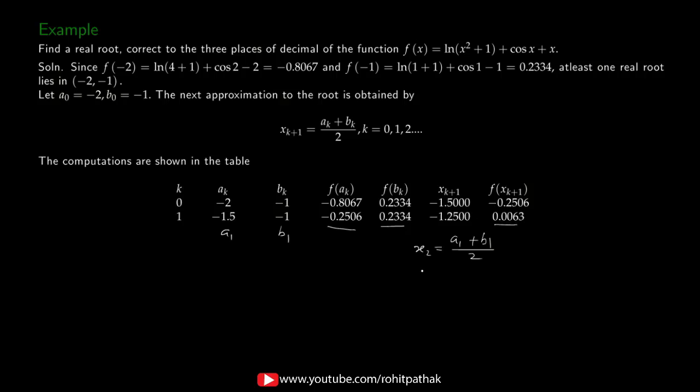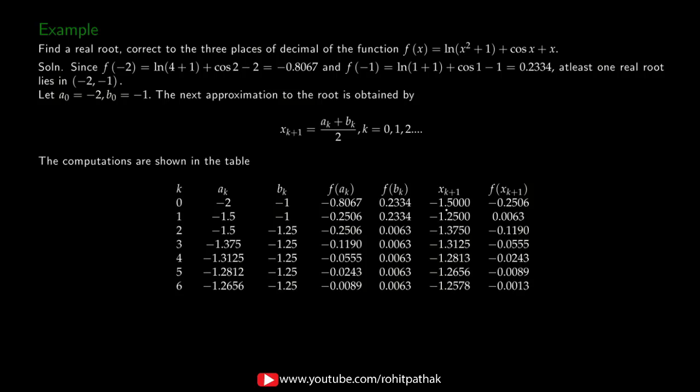So this time the root lies in the interval minus 1.5 to minus 1.25, because at minus 1.25 we have a negative value of the function, and at minus 1.5 we have a positive value. So the new interval now is this, which is a2 b2, and we repeat the same procedure until we get the real root. So we have to repeat this process a number of times.